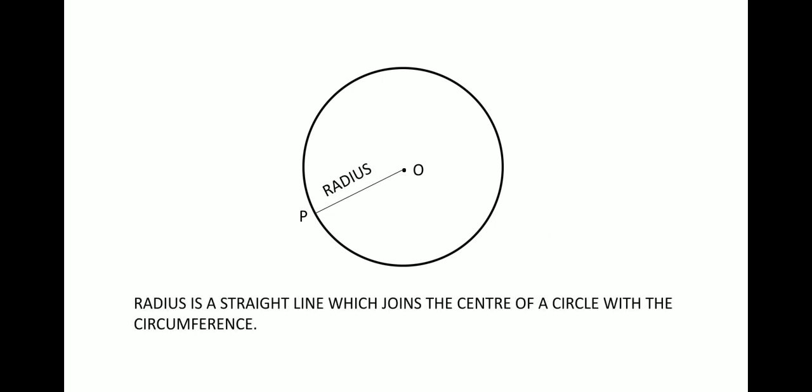Suppose we take the distance from the center to any point P on the circumference, then the straight line joining the circumference and the center is called the radius. So a radius is a straight line which joins the center of a circle with the circumference.